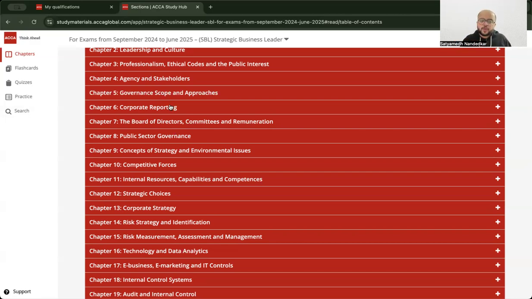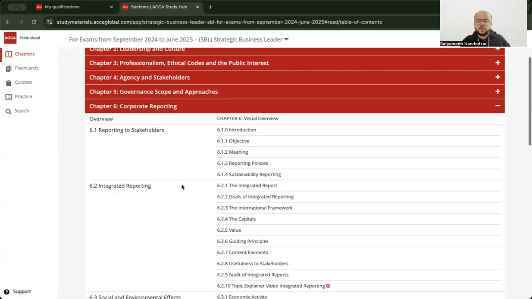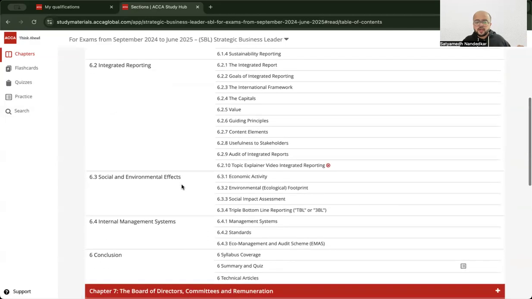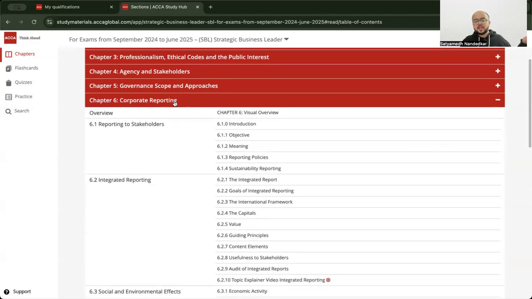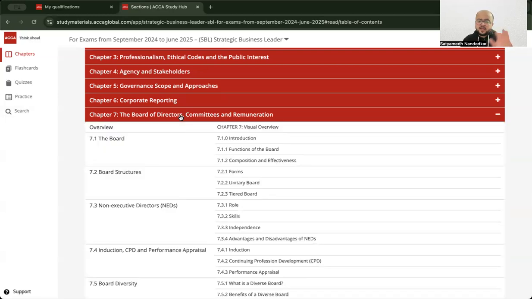We'll move on to corporate reporting, where we'll understand some basic financial reporting frameworks, and then we'll go into integrated reporting, sustainability reporting, social and environmental effects, and other information that the management should keep in mind for successfully running their business. The discussion on board of directors, committees, and remuneration again has overlap with the AAA syllabus that you have studied, but we'll approach it again from a different point of view now.